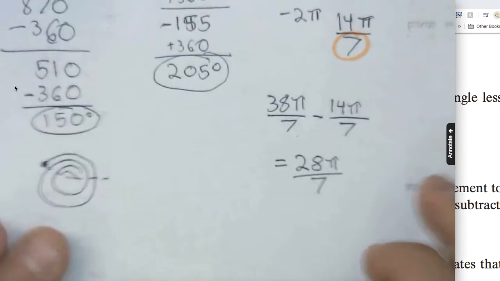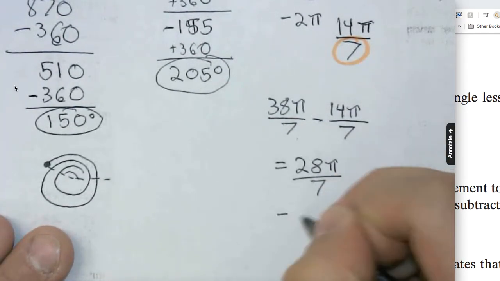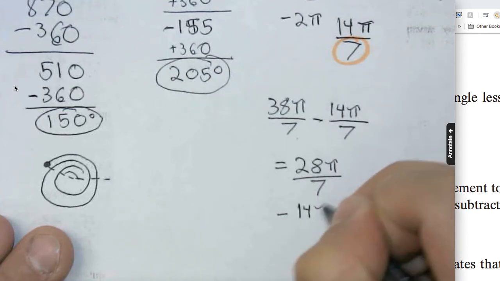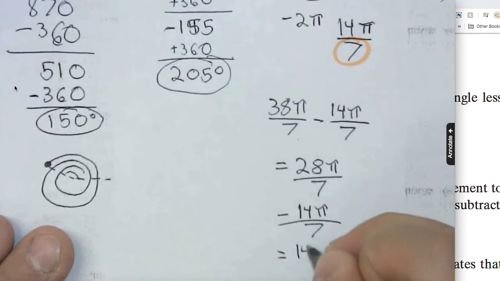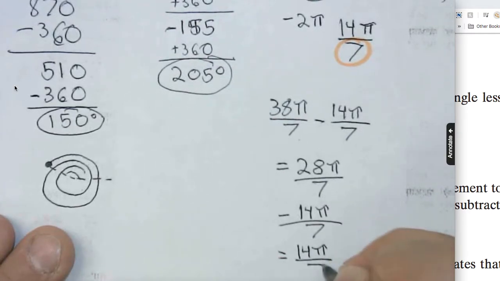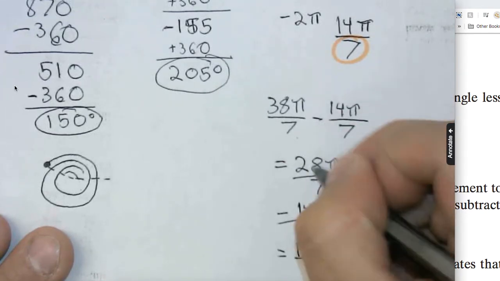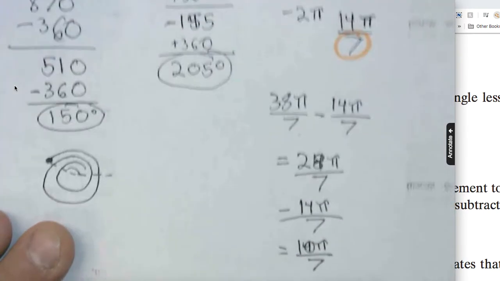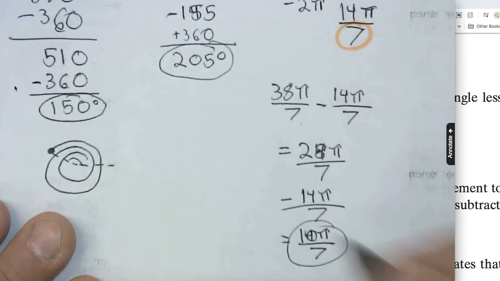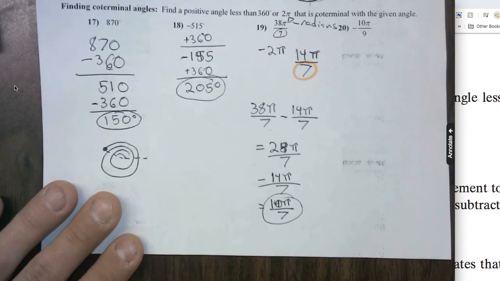Well, we're not quite in that range of less than 14, so let's do it one more time. Let's subtract 14 pi over 7 one more time. Oh, sorry, I forgot to get rid of it. All right, so 24 pi minus 14 pi gets us 10 pi over 7. That's less than the 14, so 10 pi over 7 works for us. I'll give you a moment, try the next one out.